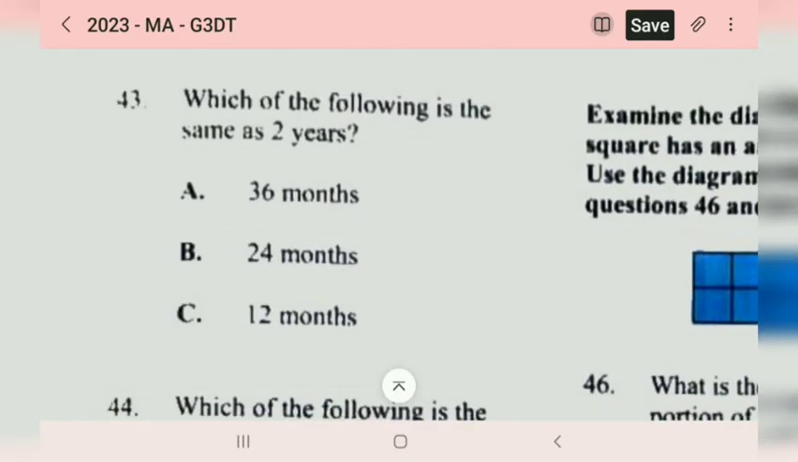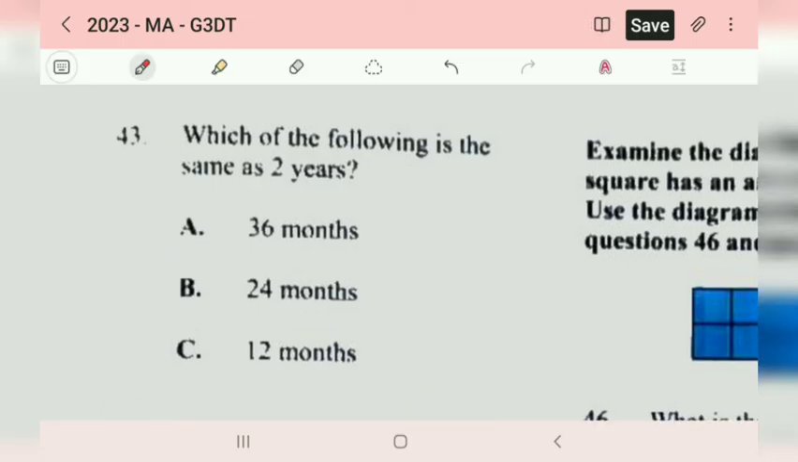Moving on to 43. Which of the following is the same as 2 years? Alright, so how many months make a year? Because they've asked you now for the answers in months. So you have to say, how many months make 1 year? If you have to count up from January to December, do it. Multiply that by 2.